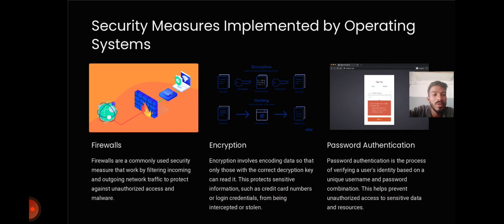This protects information such as credit card numbers from being intercepted or stolen. Password authentication. Password authentication is a process of verifying a user's identity based on a unique username and password combination. This helps prevent unauthorized access to sensitive data or resources.